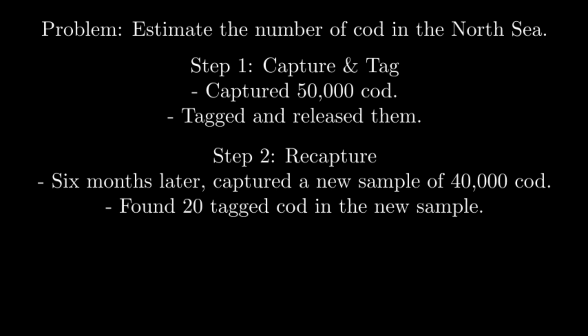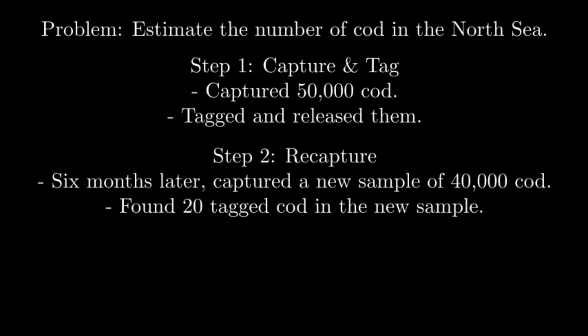Imagine you are an ecologist, and you want to estimate the total number of cod in the North Sea. It's impossible to count them all, right? So we use a clever method called capture-recapture. First, the ecologists capture a large number of cod, say 50,000. They tag them in a harmless way and then release them back into the sea. After giving the tagged fish enough time to mix back in with the general population, they take a second sample. Let's say 6 months later, they capture 40,000 cod. And of these, they find that 20 are tagged.